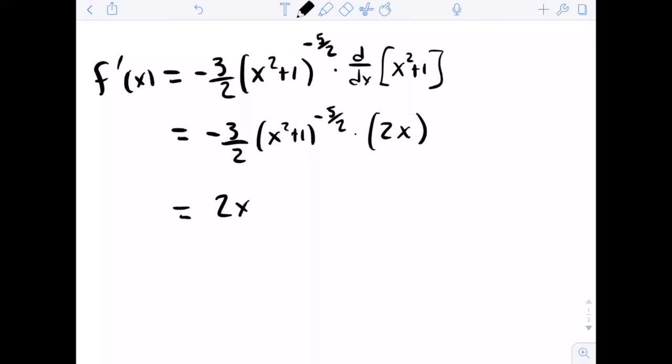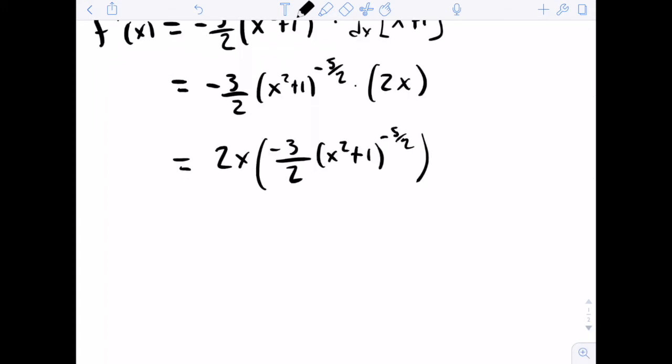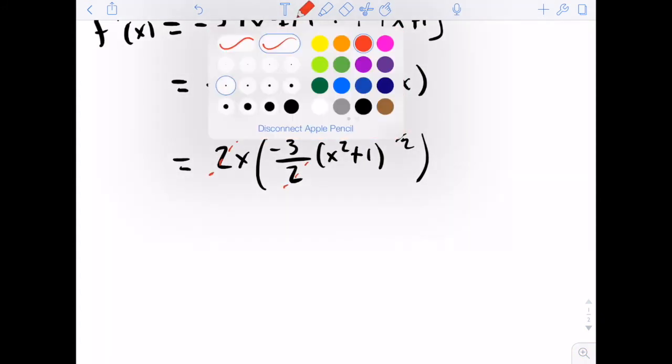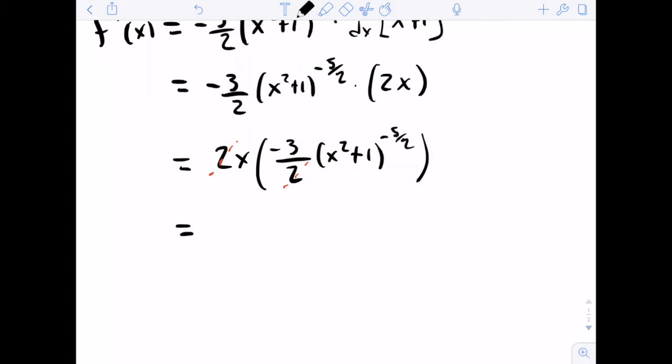So this is 2x times 1 over negative 3 over 2 times x squared plus 1 to the negative 5 over 2. And then it's a little bit easier to see that this 2 cancels with that 2 because, again, everything's being multiplied by each other. So you got 2 over 2, which is 1. And now this simplifies to negative 3x times x squared plus 1 to the power of negative 5 over 2.